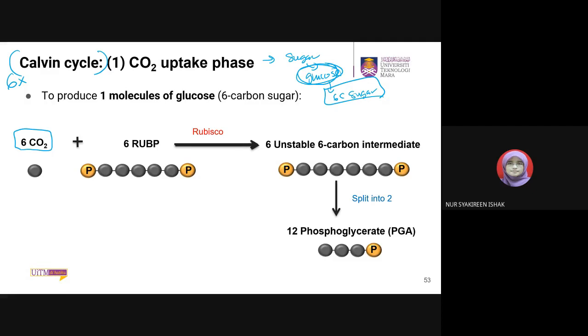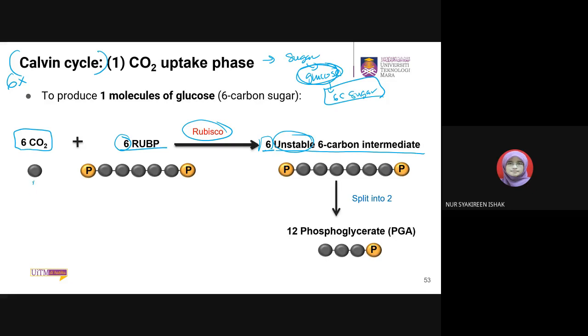So dia akan combine dengan RUBP. Okay, 6 molecule. So the reaction is catalyzed by the enzyme Rubisco. Okay, and form 6 molecule of unstable 6 carbon intermediate. Kenapa kat sini dia adalah molekul yang unstable?